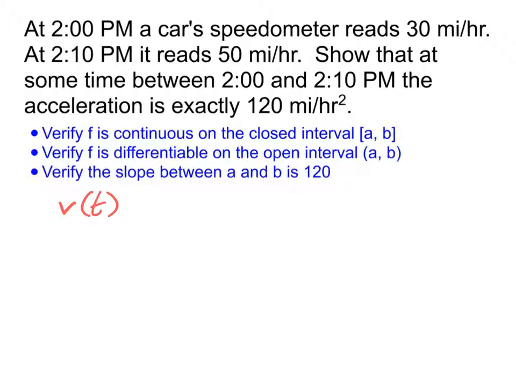But what about differentiable? What about a corner? Is it possible there could be a corner? No, because, well, let's say you're currently at a velocity of 30 miles an hour, can your velocity instantly become 50?